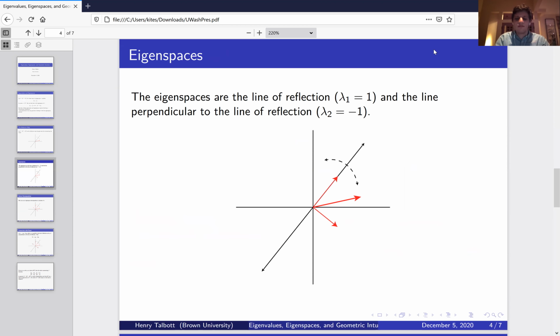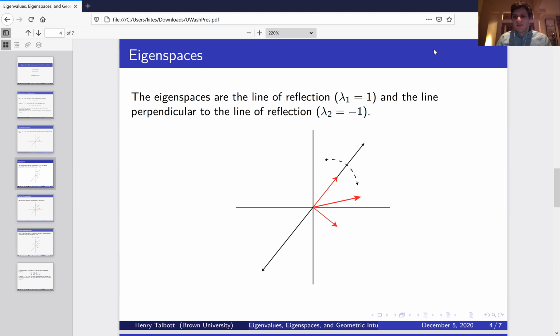Well, we can notice that since everything is reflecting around this line, the line of reflection itself is unchanged. For any vector v on the line of reflection, we'll have that T of v equals v. It just is reflected to itself. This corresponds to the eigenvalue lambda 1 equals 1, and the eigenspace is simply the line of reflection.